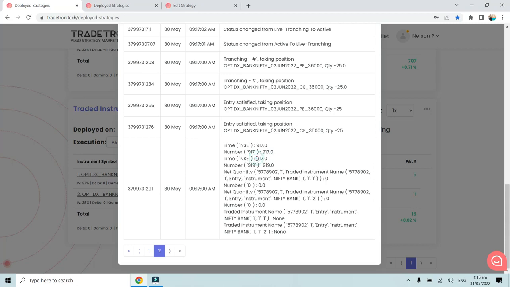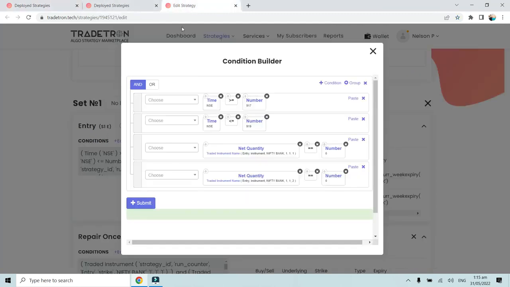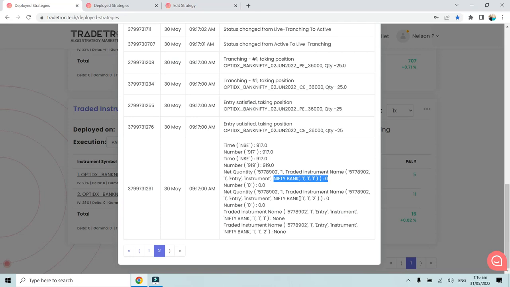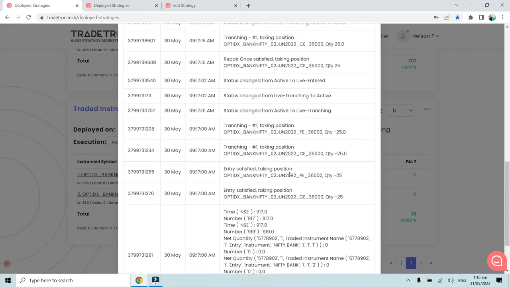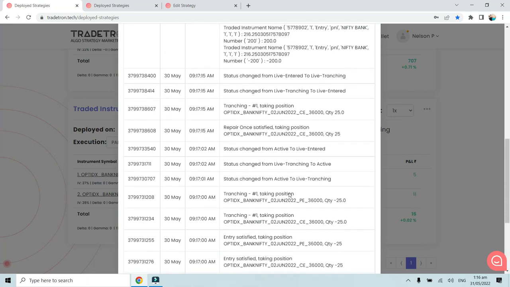All right, and at the same time we are checking that the net quantity of 111 should be 0, right? That is the condition. Net quantity of 111 should be 0 and 112 should also be 0. So that's the reason why both these conditions are true, and hence it took a trade at 9:17. So now entry condition satisfied, it took the call and put trade.